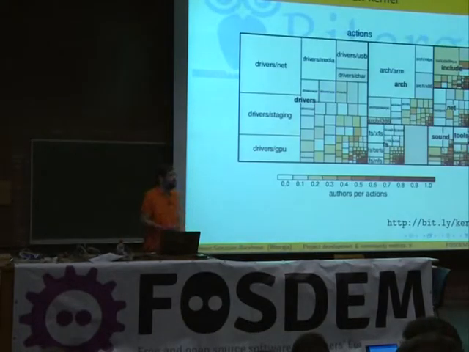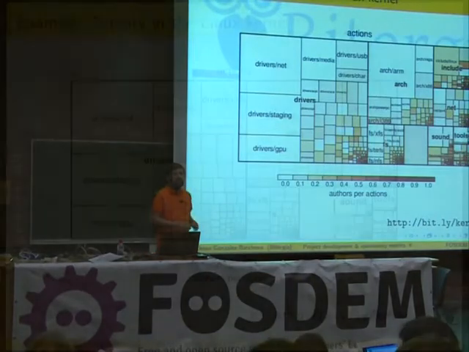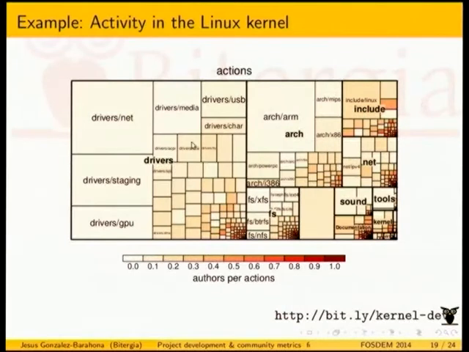Just the last one with respect to the examples. This is a view of the Linux kernel. This is not done with JavaScript, this is just R. Then you go there, and the size of each area represents the activity in that area. So here you can learn where the Linux hackers are working the most. And the color represents the number of people involved. So the darker, the more people involved in density.